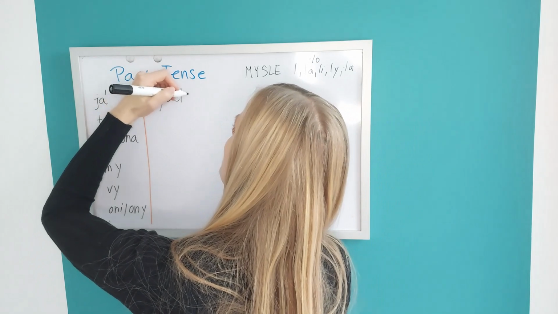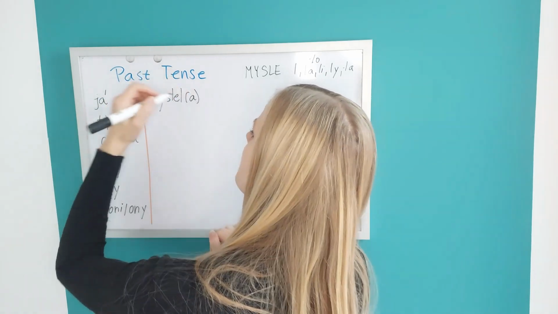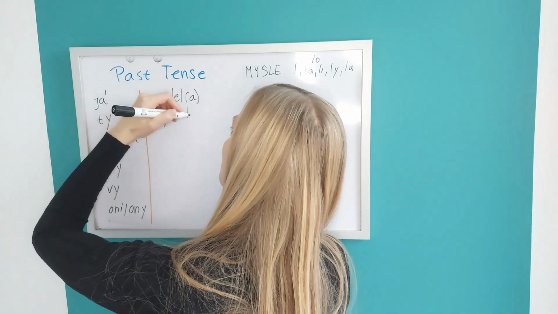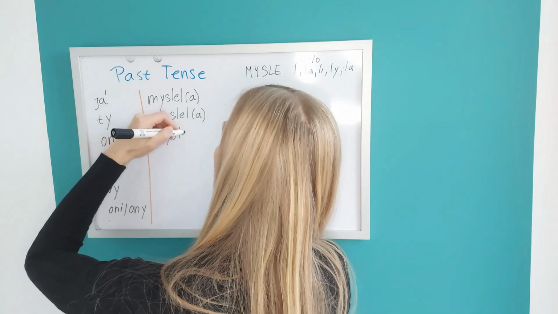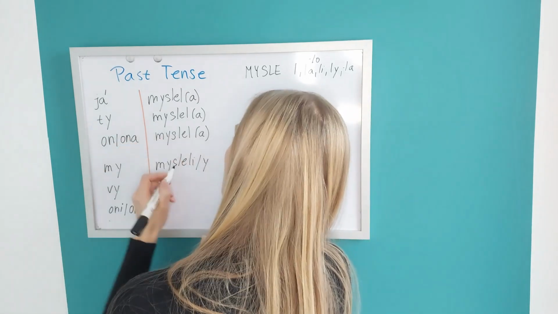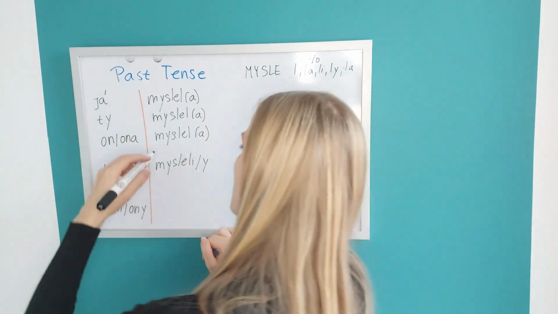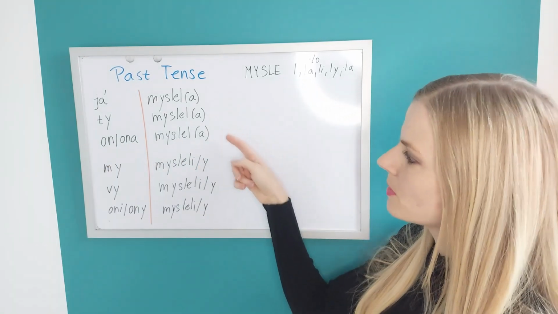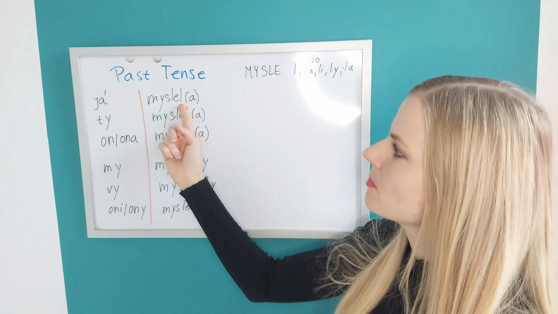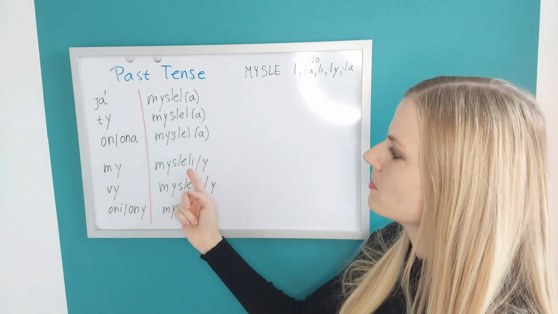Myslel or myslela, depends who's speaking, if it's a man or a woman. This is the same, myslel, and this is the same. On myslel, ona myslela, my mysleli or mysleli with Y. This is the singular form and this is the plural form. And I mixed both the masculine and the feminine forms.